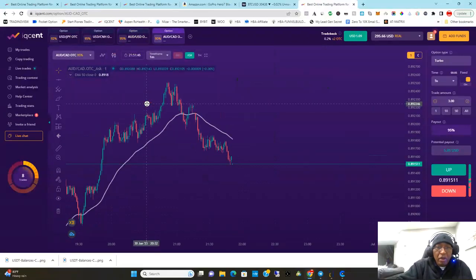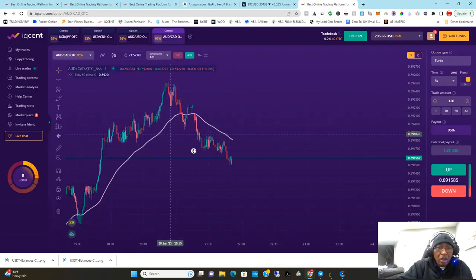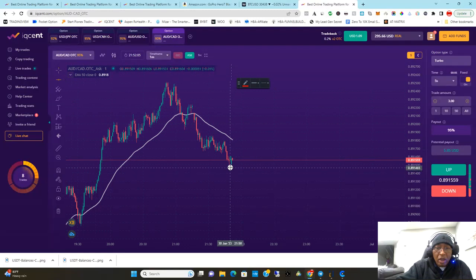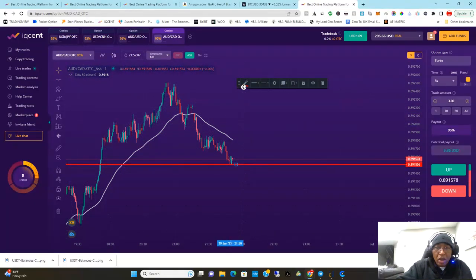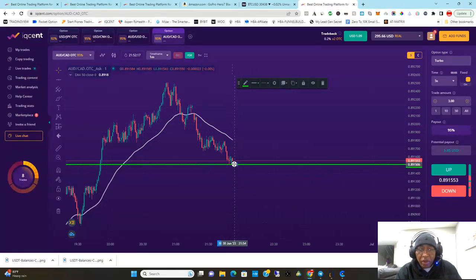Try that there. Let's look at that one. The first cross, second cross, and the lowest point is that one. So we can use this as our point of interest. And we're gonna make this green. So if it touches that, we will go up for 30 seconds.